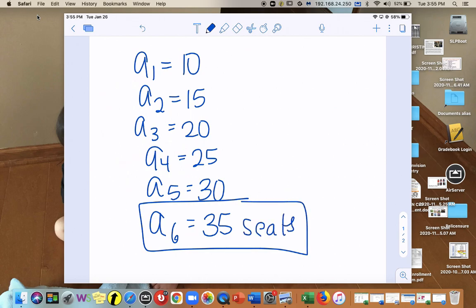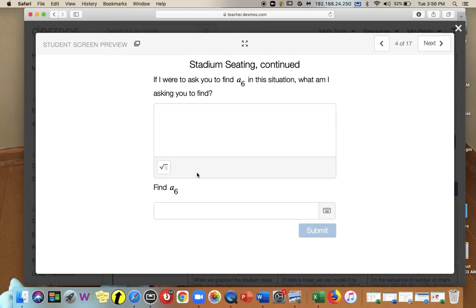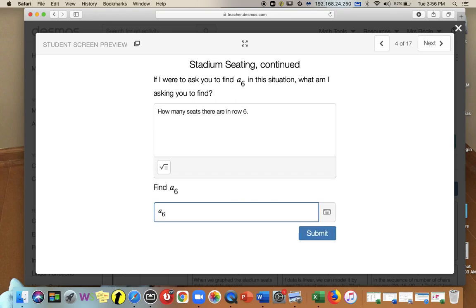So again, we know that we're adding 5 every time. We could make an organized list. There's one way to solve. So again, what am I asking you to find? How many seats there are in row 6. And then I found a sub 6 to be 35 seats. All right, so you would submit your answer.